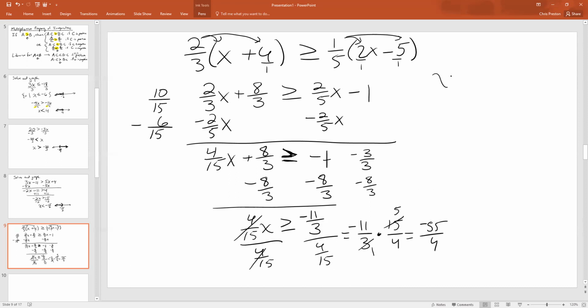So what do we have? We have x. We divided by a positive, so our inequality is going to stay greater than or equal to. And on the other side, we figured out the other side works out to be -55 fourths. And again, you don't have to do that by hand. If you're going to use a calculator, I would suggest putting these in parentheses, just to be safe. Make sure the calculator does it the right way.